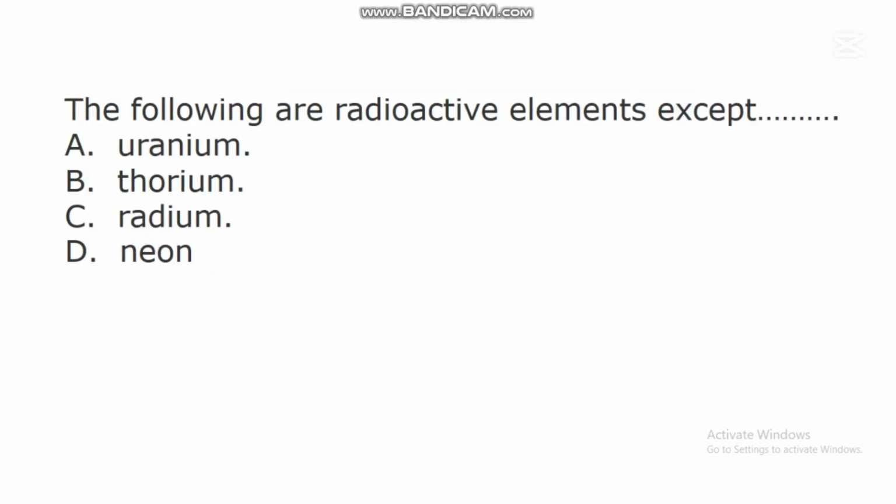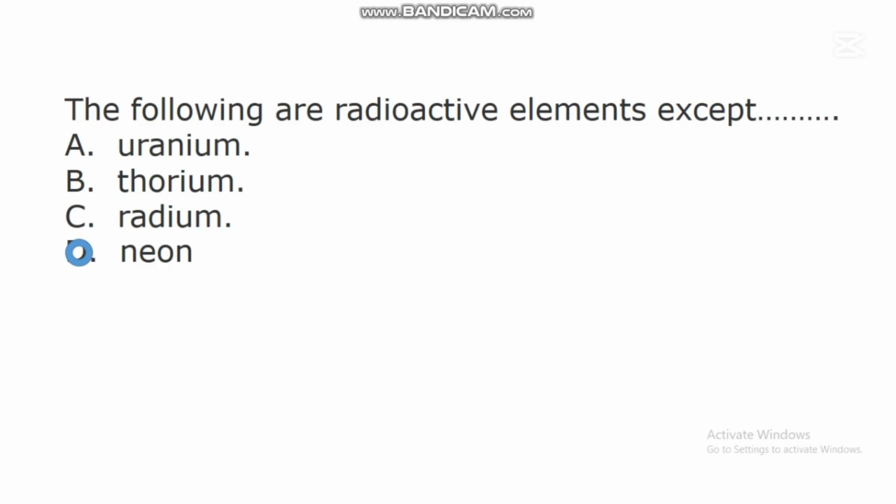The next question says, the following are radioactive elements except dash. A. Uranium. B. Thorium. C. Radium. D. Neon. In this question, the correct answer is D. Neon. There are different examples of radioactive elements.